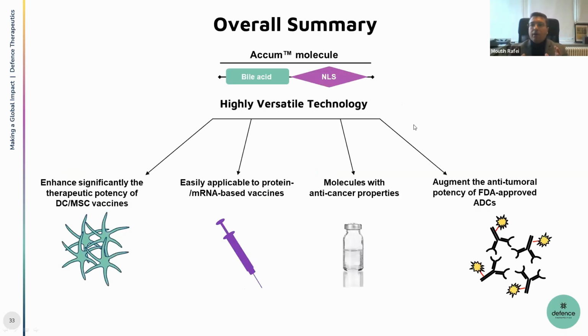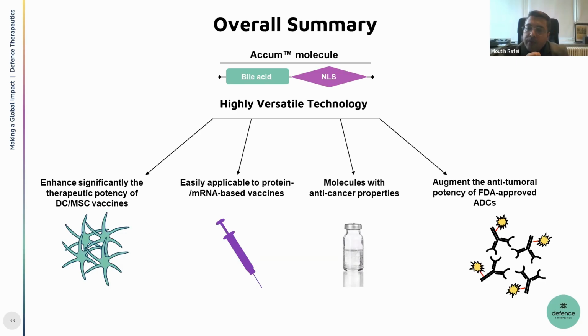So overall, this slide here shows you that the accum technology is highly versatile. We've shown you that we can apply it to design cellular vaccines. We can apply it to protein or even mRNA-based vaccines. We can attach it to antibody-drug conjugates. If you have an ADC that, for example, needs to accumulate much better in the cell to raise its therapeutic index, we can work with you to enhance significantly the potency.